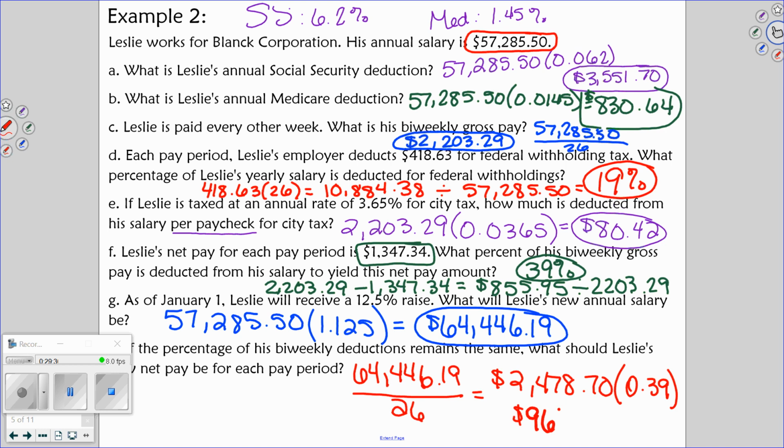So 966.69. So he's only going to bring home $966? What's the 966 represent? That's his deductions. I need to subtract that. So we need to subtract that from his pay. So the 2478.70 minus the 966.69. Again, there's different ways you could have attacked this problem, okay? So his net pay now is $1,512.01.